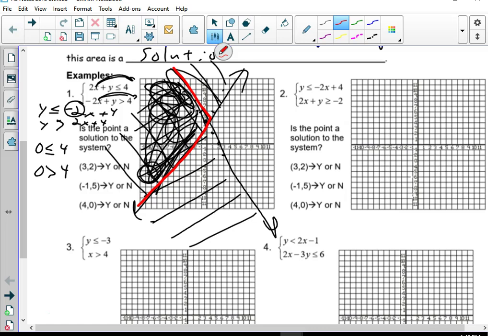So it says, is (3, 2) a solution? Is that a solution? So that's no. Is (-1, 5) right there a solution? Yes. Is (4, 0) a solution? No.